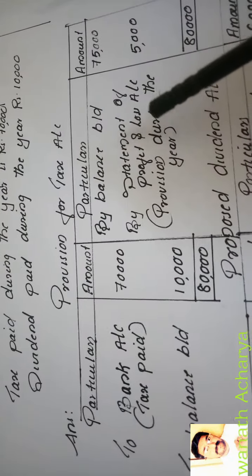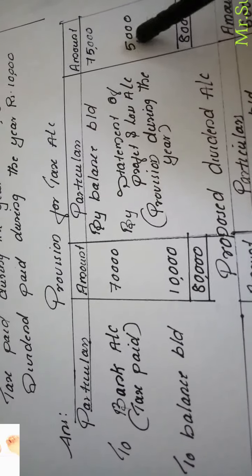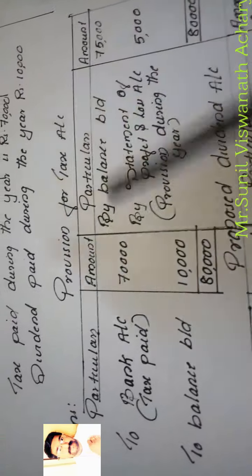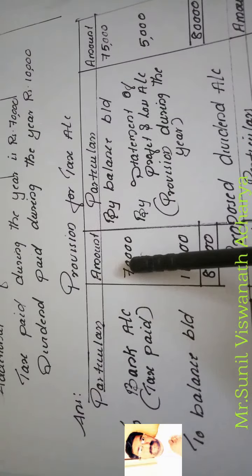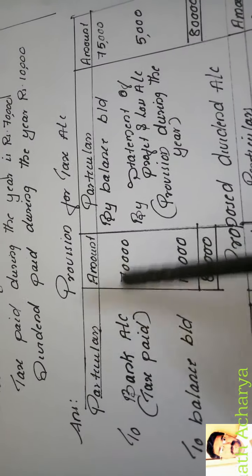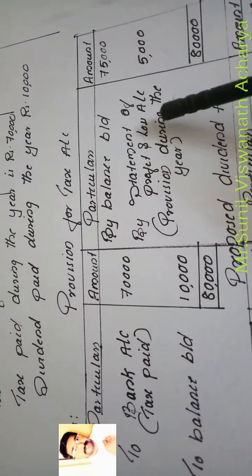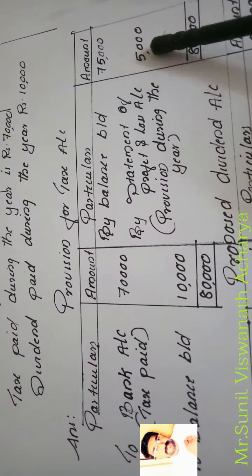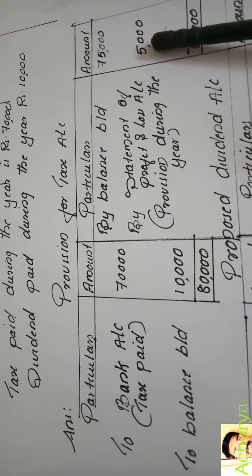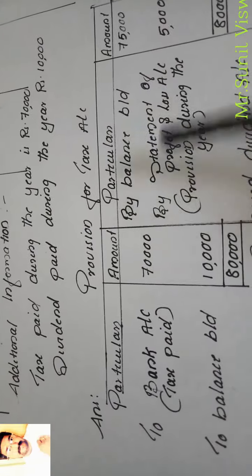So the provision for tax of the current year, according to this example, is how many rupees? 5,000. Tax paid is how much? 70,000. This is the last item in operating activities that we have to subtract. But when calculating profit before tax, which amount only do you have to add? This 5,000.